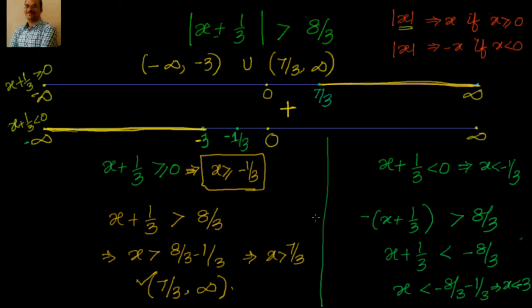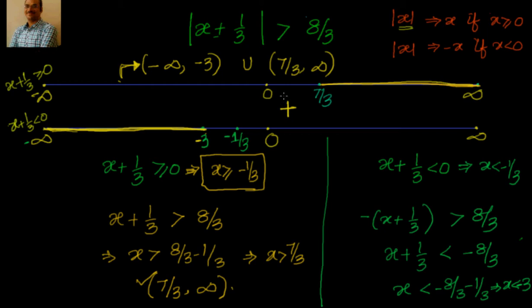Now these two I have to add, because both the scenarios I have to consider. So my solution will be minus infinity to -3 union 7/3 to infinity, boundaries excluded.